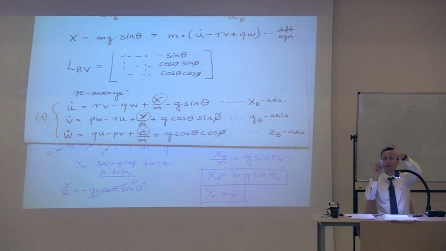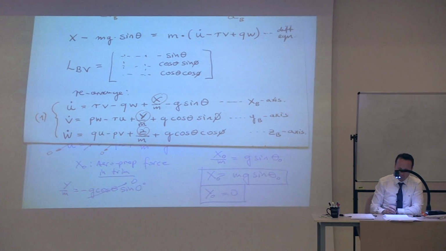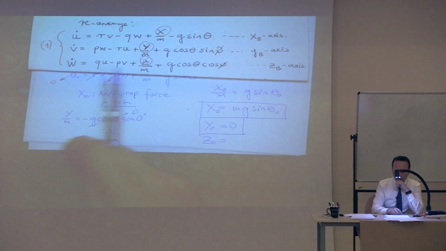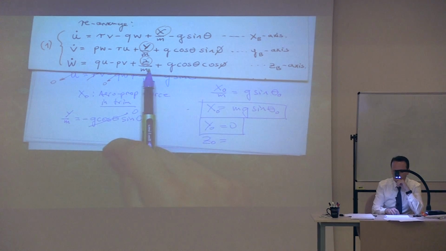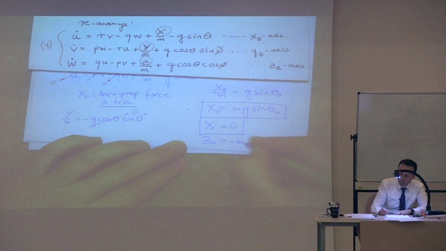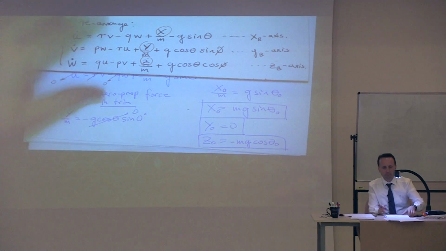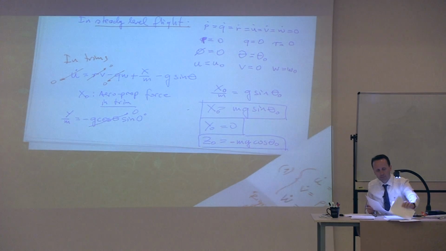If you're going straight like that, there's nothing in the side velocity other than the aeropropulsive force, and that must be equal to 0. There's no weight on the side, right? How about the third one? Can you tell me what is z0? Cosine 0 is what? 1. So z0 is equal to minus mg cos theta 0. Is that correct? Wonderful. So we have the aeropropulsive forces for the trim condition.